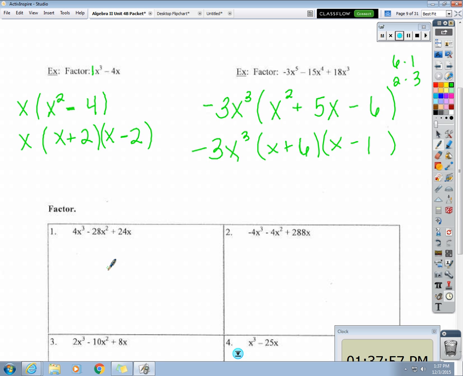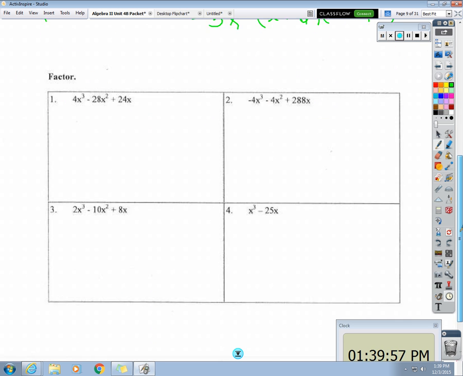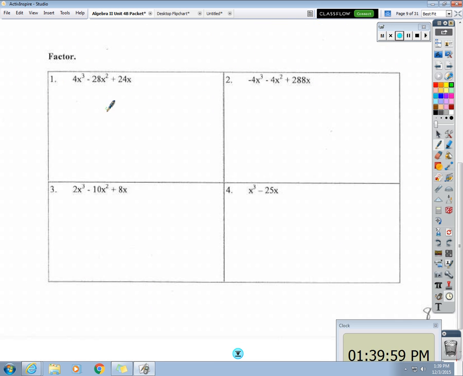Okay, why don't you try number 1 by yourself, and then once you've had time, we'll go over it. Okay, for number 1 down here, what is the GCF? 4x. Does everybody understand how I'm getting that? Okay, now, to leave what's left, you're basically dividing. 4 divided by 4 is 1, but you don't have to write it. If you had x cubed, and you took out x to the first, you're left with x to the second.